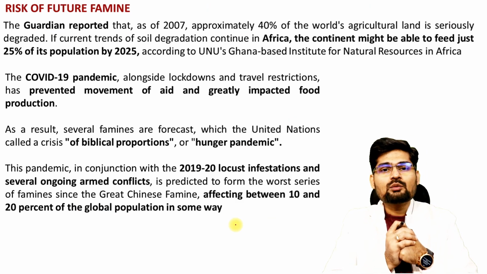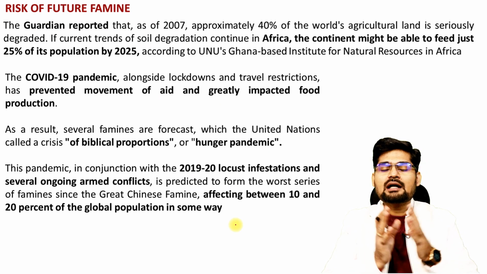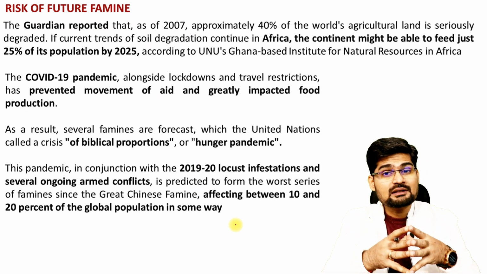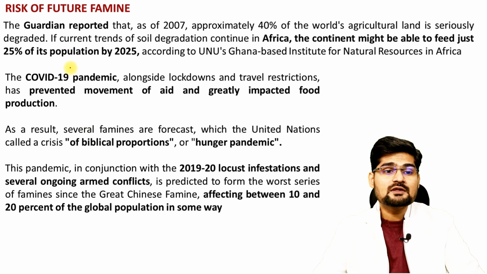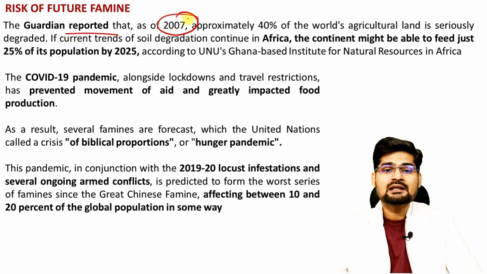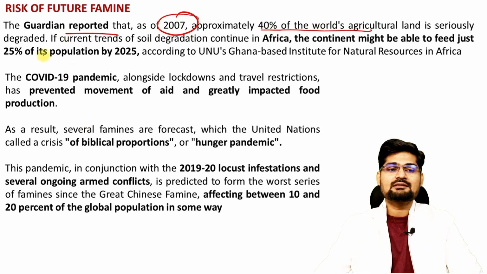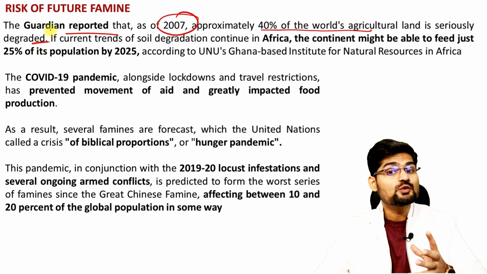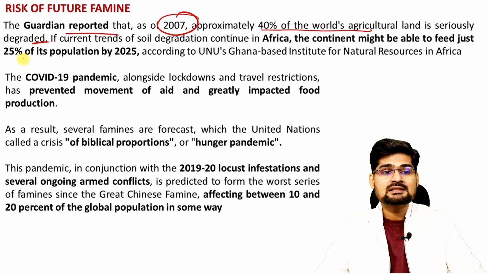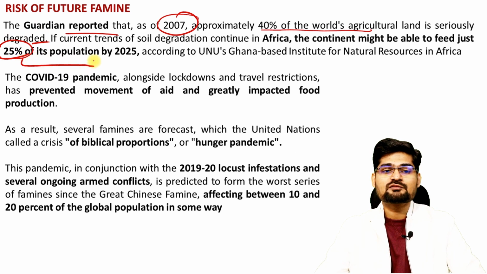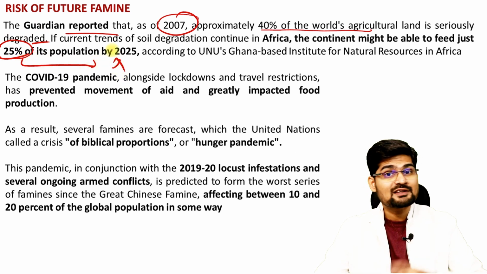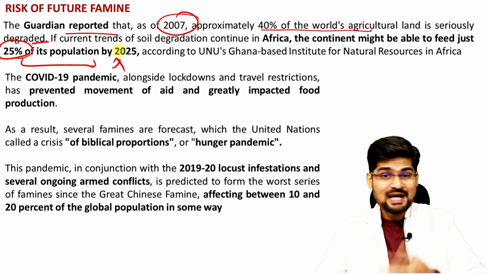Now, at the end, what is important is the way forward. That is, is there a risk of future famine? Yes, of course. If you remember the report of the Guardian in 2007, they said 40% of the world's agricultural land is seriously degraded. It means a huge problem. Africa and other continents are suffering. Mostly 25% of the population is famished by 2025, they reported in 2007. And that's what is happening right now.